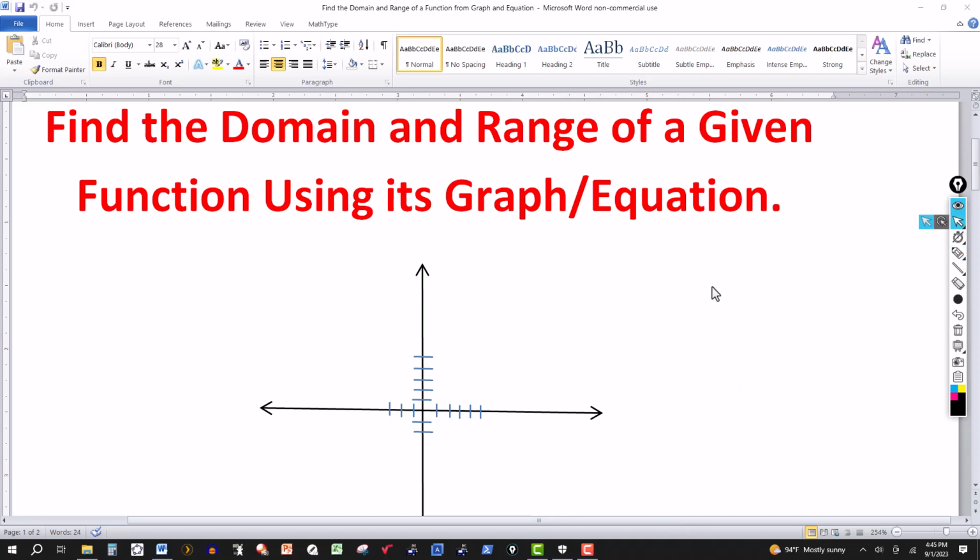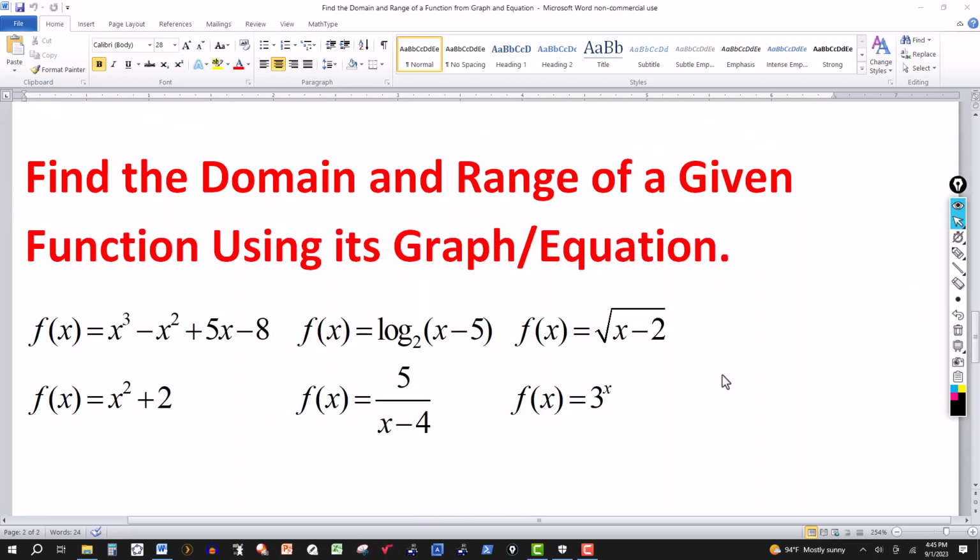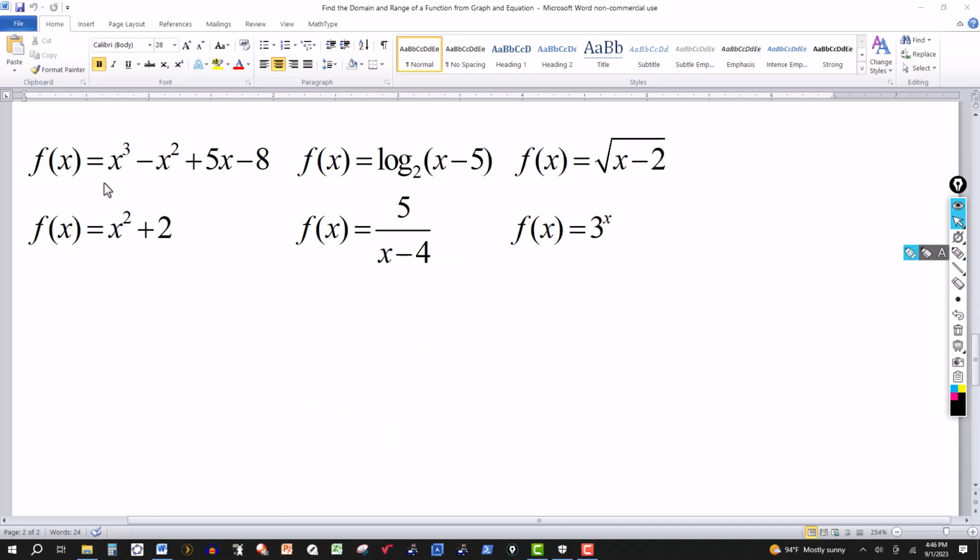So like I said, you can get the domain and the range if you know what the graph looks like, or you can graph the expression. And it's fairly easy for the most part if you're given the equation of the function. So let's look at these here. Let's look at the first one, applying some of the ideas that we just went over.